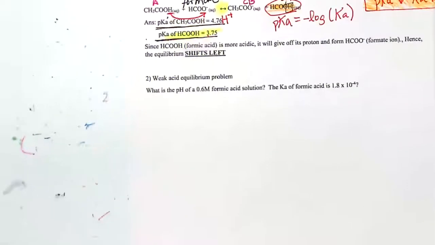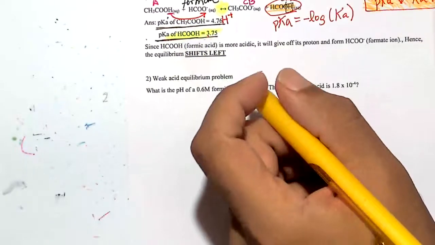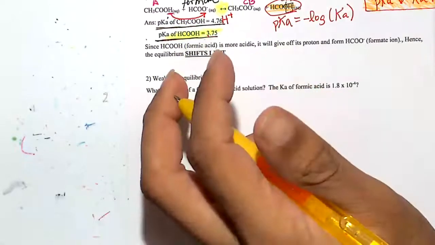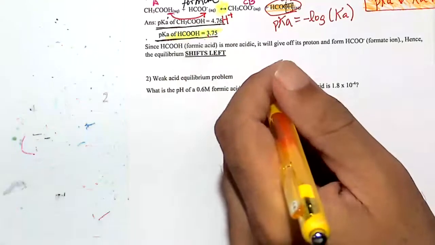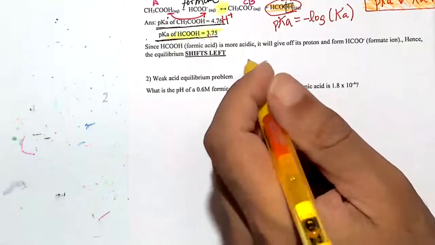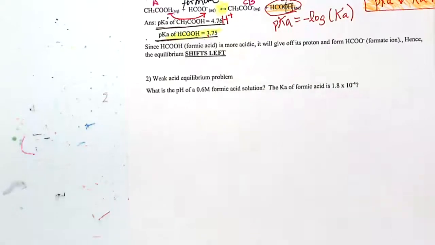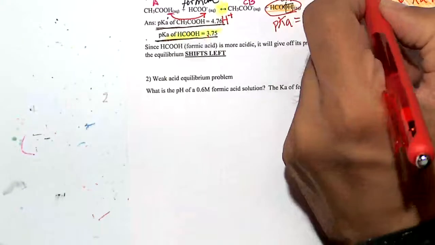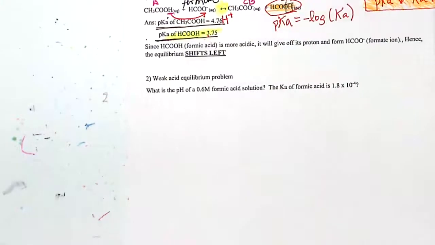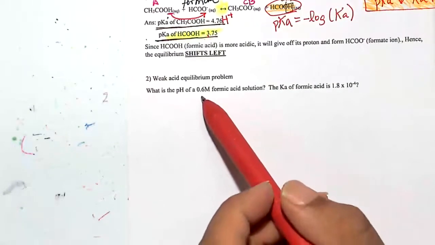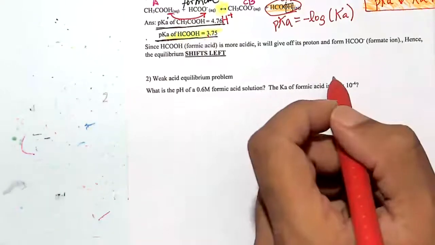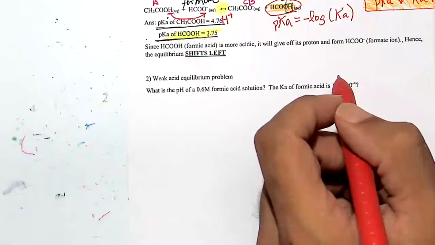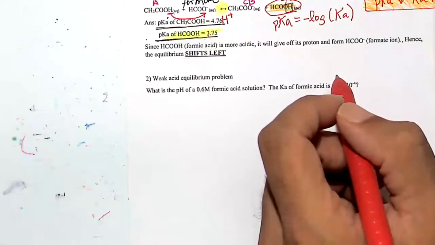Alright, let's do this problem here. This is an ice table problem. We did a problem like this on Friday before break. This will also be on the exam. This is going to be very, very, very common. So once you know this, everything else should come easy. What is the pH of a 0.6 molar formic acid solution? The Ka of formic acid is 1.8 times 10 to the minus 4. It's a weak acid.